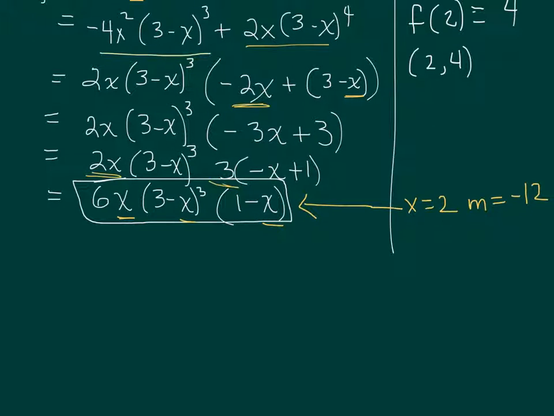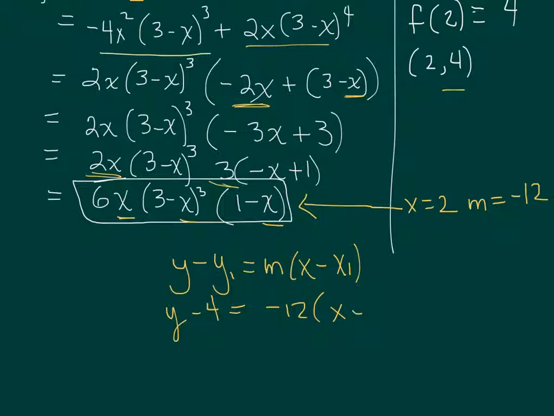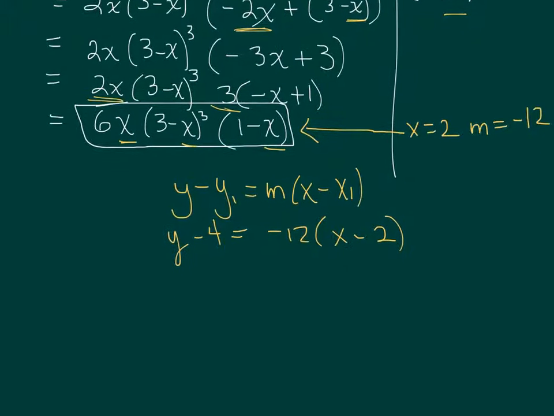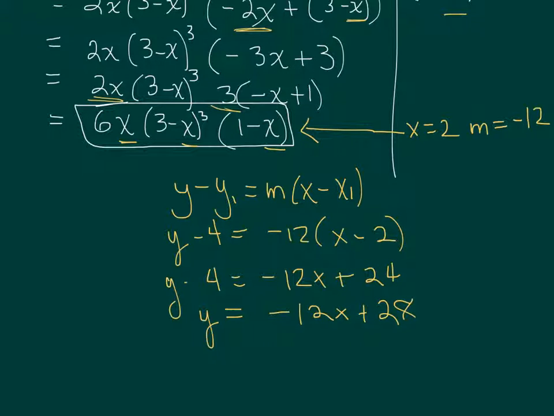And so now I'm to the point I can do my y minus y1 equals m times x minus x1. My y, I've already lost it, right there is 4. My slope, -12. My x, 2. And so I have y minus 4 equals -12x plus, because the negative and the negative is positive, 24. And then I add 4 to both sides, so -12x plus 28. And that would be my equation, my tangent equation line at x equals 2.